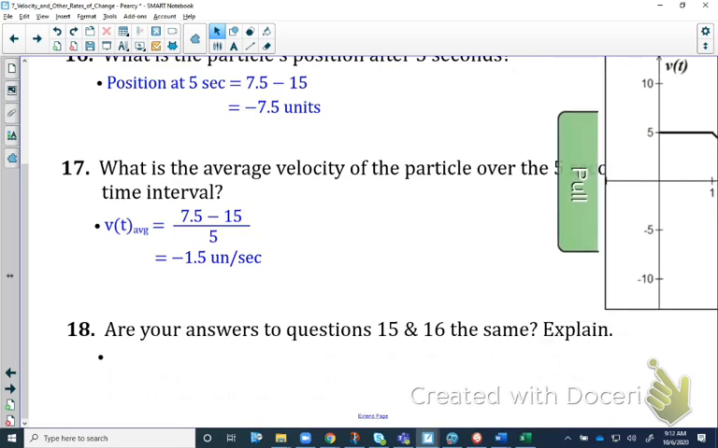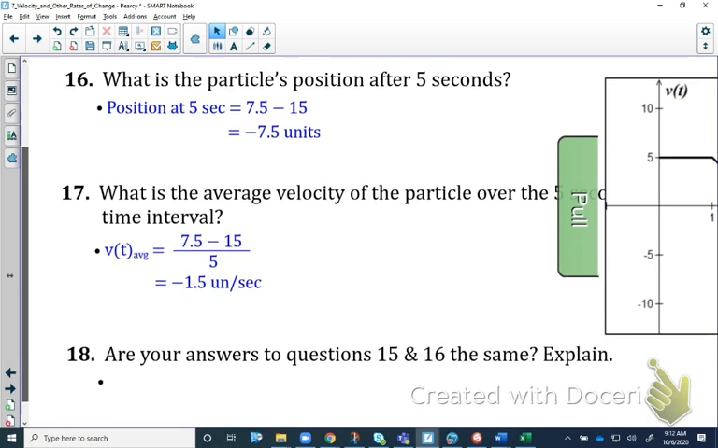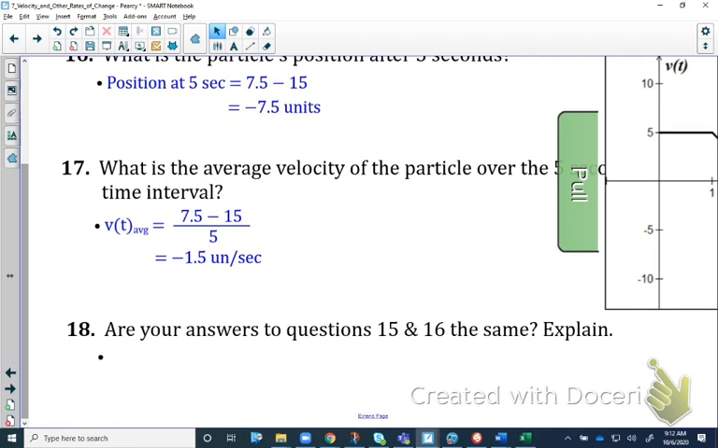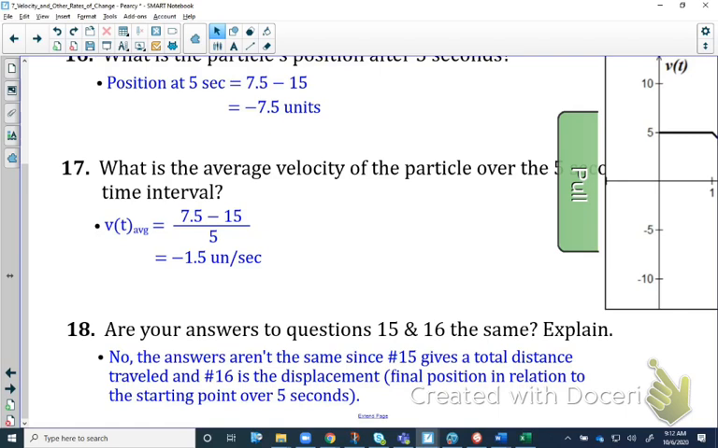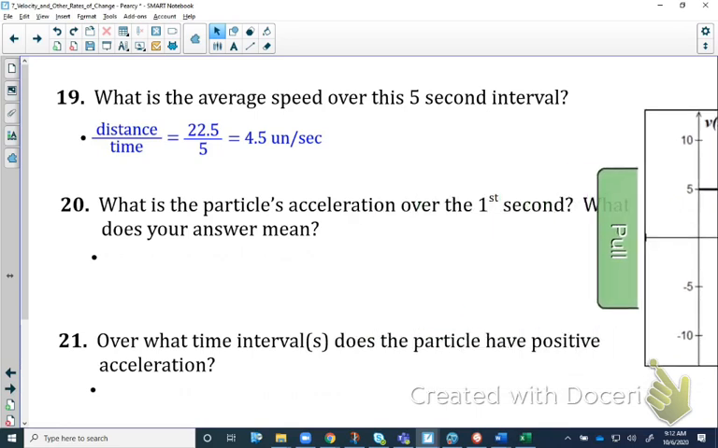So are your answers to 15 and 16 the same? Well, look, we have them here. 15 is talking about the total distance, and 16 is referring to the displacement, of where the particle is from its beginning point when it stops. And so no, they're not going to be the same. All right. Next, what is the average speed over this 5-second interval? The average speed is just going to be your total distance divided by time. So your average speed is going to be 4.5 units per whatever unit of time, units of distance, units of length versus units of time.